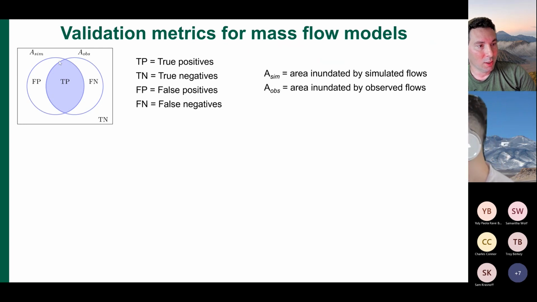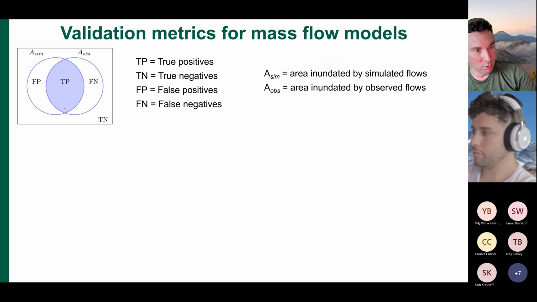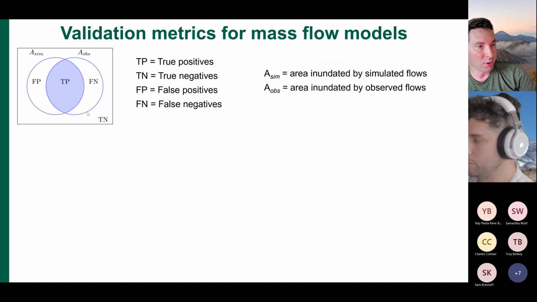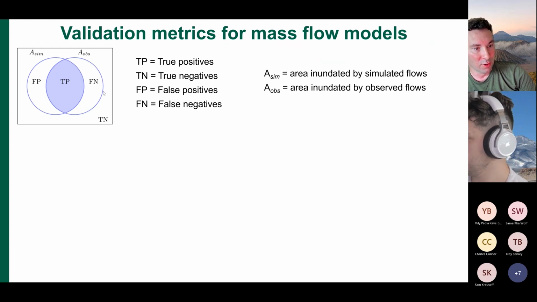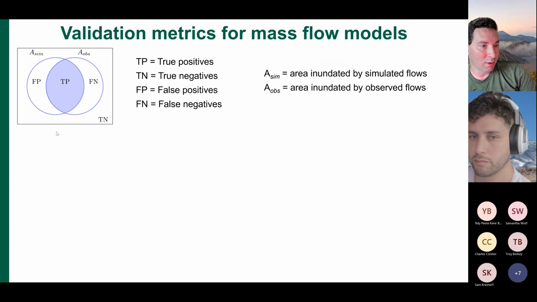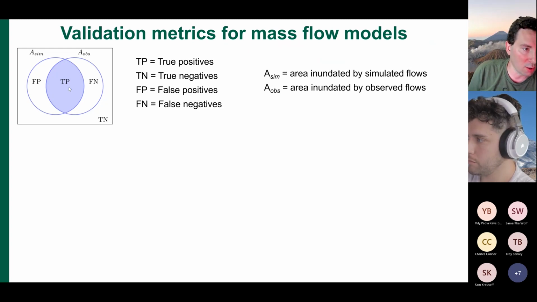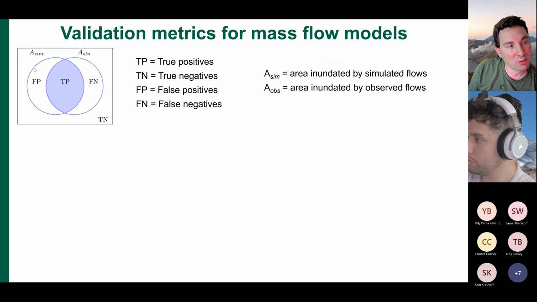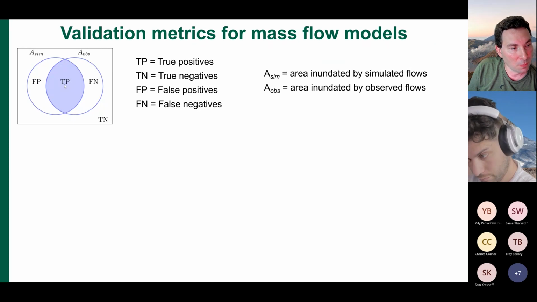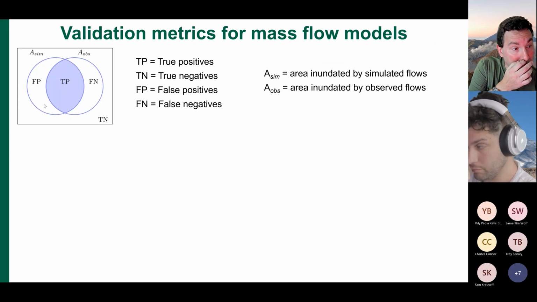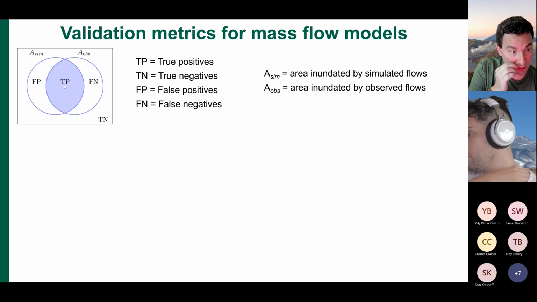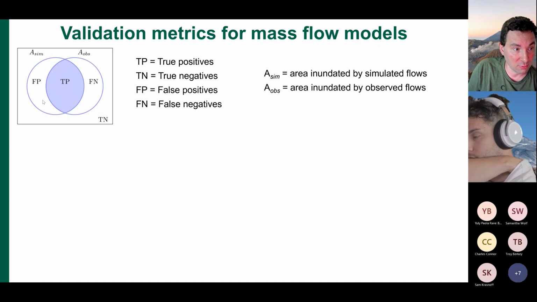So for example, here you have a circle that represents the area of your simulated flow, and you have another circle representing the area of your observed flow. And the intersection between the two circles is going to give you what we call the true positive. So that would be the area that is inundated by both your simulated flow and your observed flow. Then you will have an area that is only inundated by the simulated flow, but not the observed flow. That's what we call the false positives.